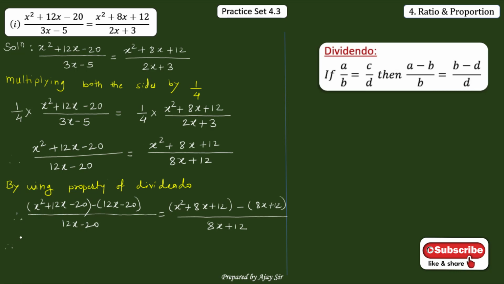So the terms are, outside there is a plus sign, means this term is as it is, x square plus 12x minus 20, but outside the bracket a minus sign is there, means minus 12x minus minus plus 20. So divided by 12x minus 20 is equal to x square plus, this term is as it is, x square plus 8x plus 12. So minus 8x, minus plus minus 12.